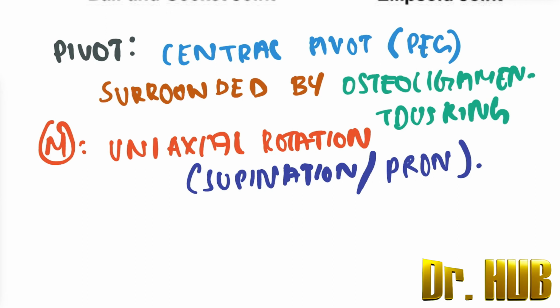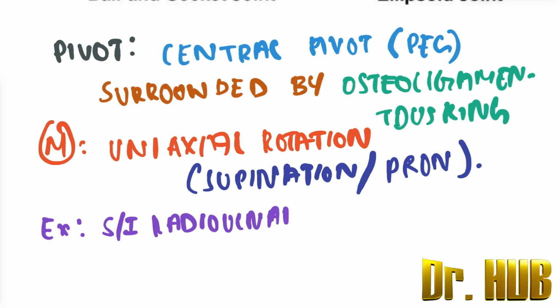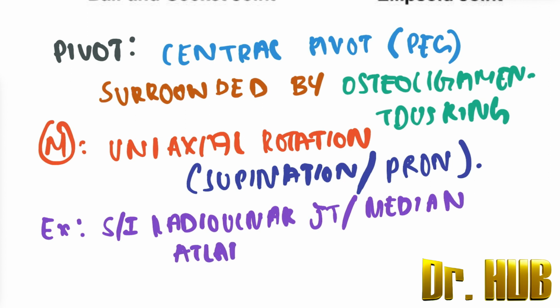What are the examples of the pivot joint? The examples include the superior and inferior radioulnar joints, and there is also the median atlantoaxial joint.